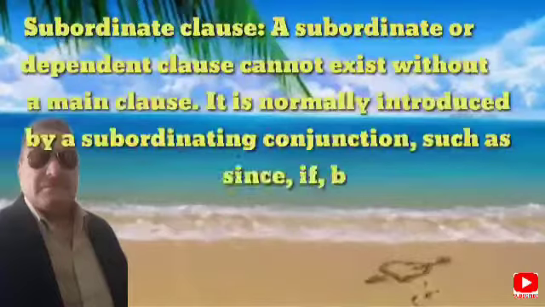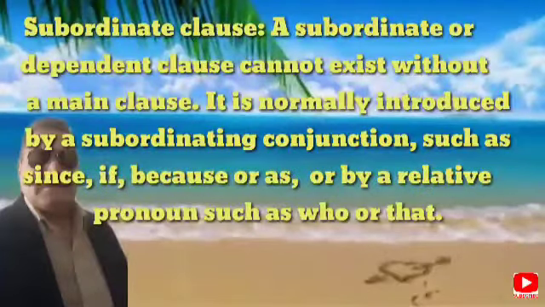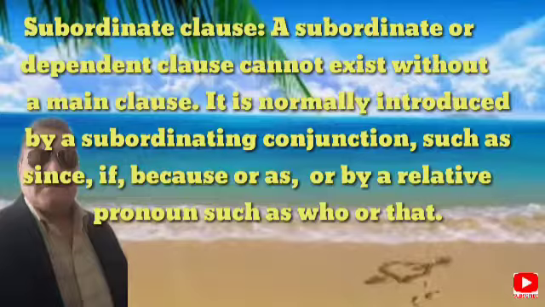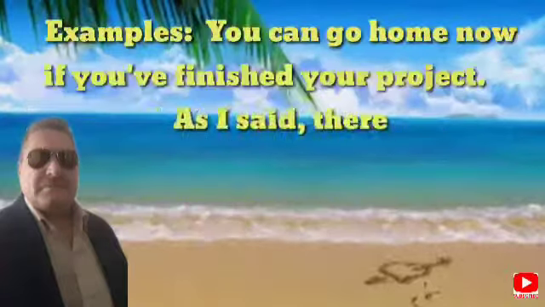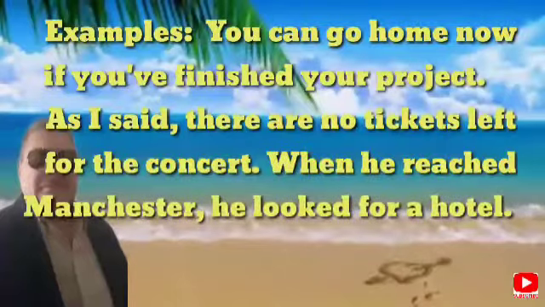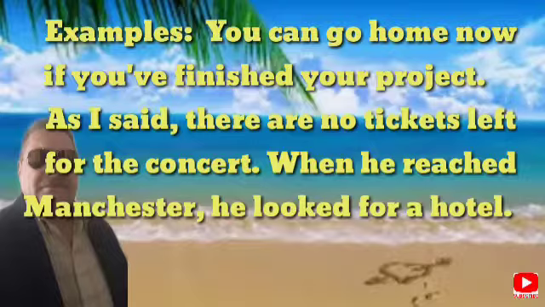Subordinate clause. A subordinate or dependent clause cannot exist without a main clause. It is normally introduced by a subordinating conjunction such as since, if, because, or as, or by a relative pronoun such as who or that. Examples: You can go home now if you have finished your project. As I said, there are no tickets left for the concert. When he reached Manchester, he looked for a hotel.